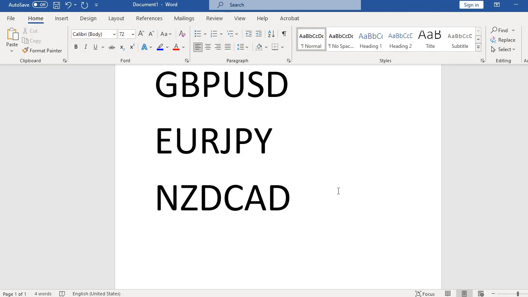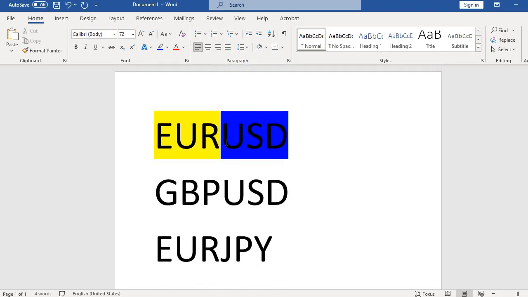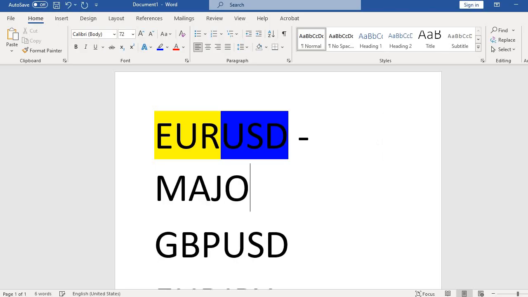Alright, so now this currency, this one is the first, this one is the second. So this one is the base, this one is the quote. Euro is the first one, the base, the second one is the quote. So when they say currency pair, it is a combination of two currencies. Now any currency that has USD with it is called a major currency.